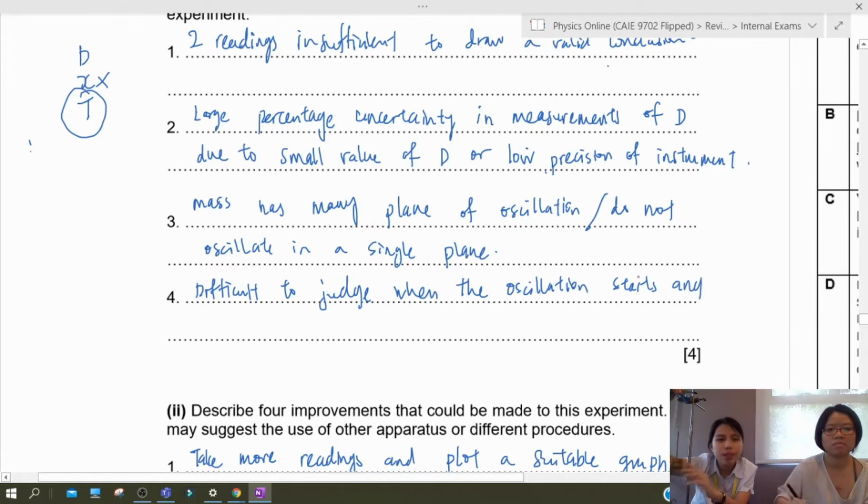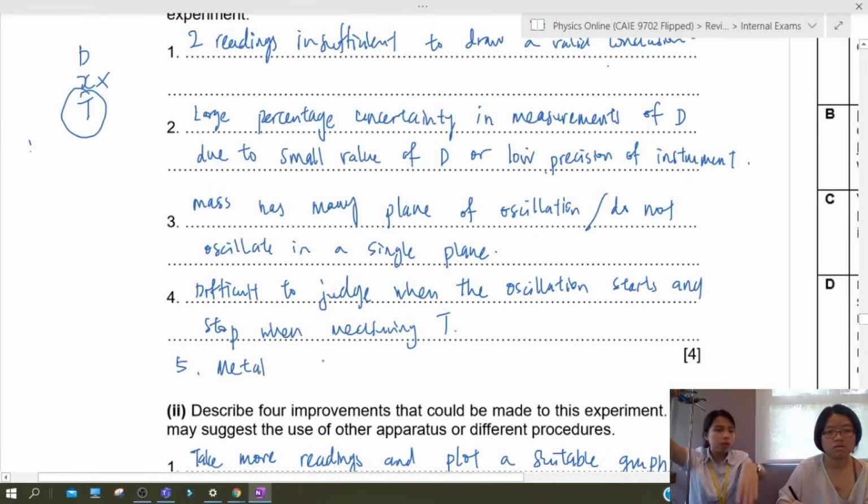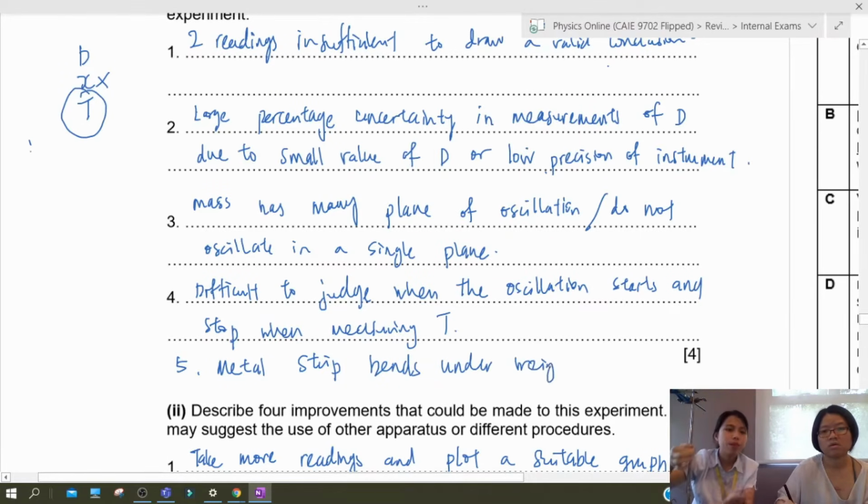Wow, this experiment has a lot of problems. I think there are more. Just now the ruler also bent a bit. What else? The metal strip can bend. Just now when I hung it, it was going doing doing doing. So it's not just the oscillation of the spring, the metal strip is also oscillating. But never mind, we already have 4.